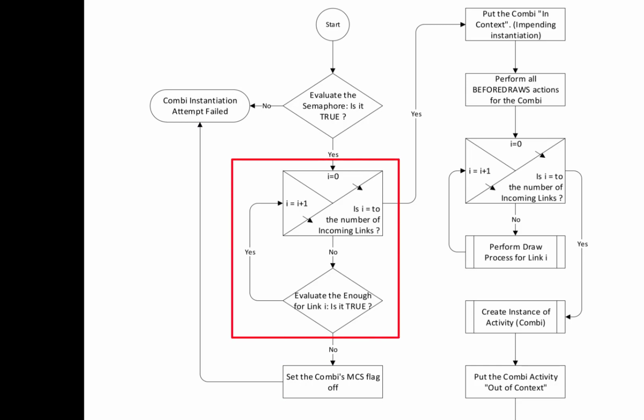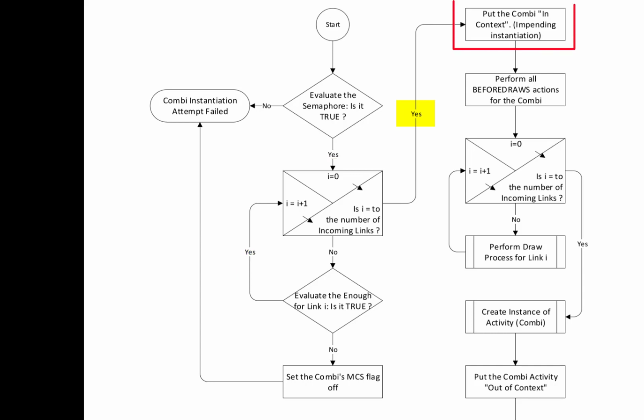If Stroboscope examines all incoming links to the combi, and the enough attributes for all incoming links are true, then the combi is put in context, which means that it is in impending instantiation. Stroboscope then performs all the before draws actions for the Combi. These are all the actions that have been defined to take place before the Combi draws any resources.